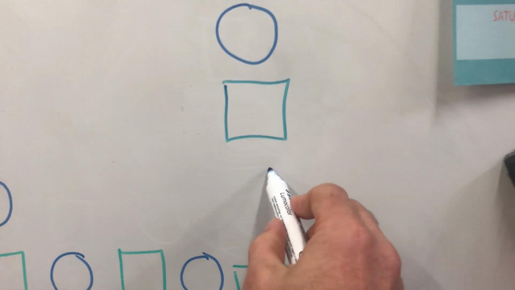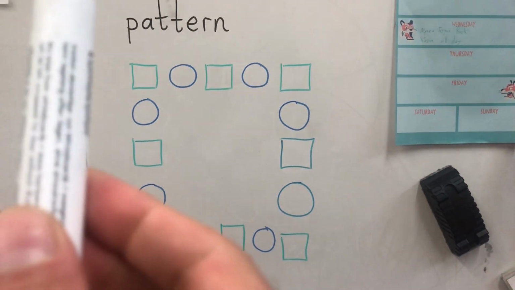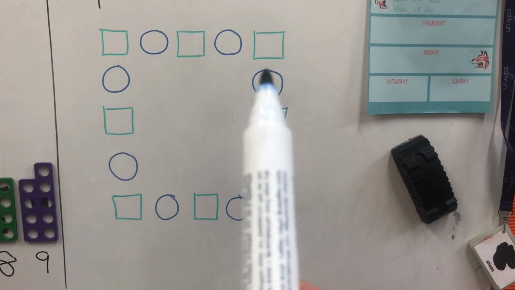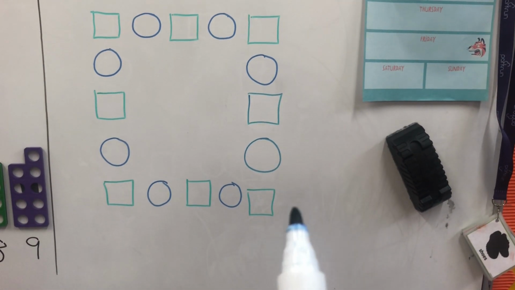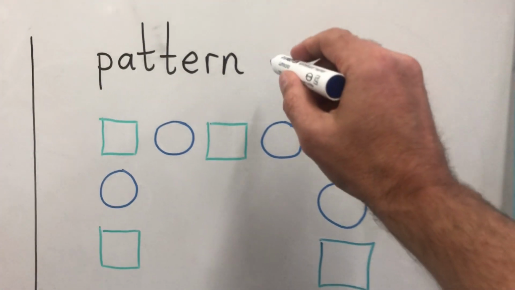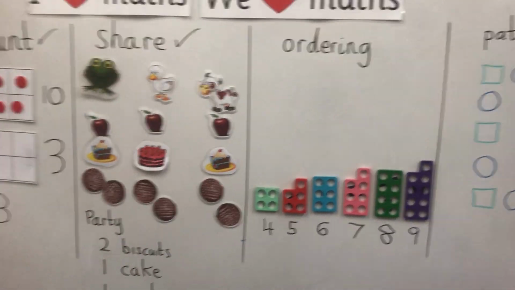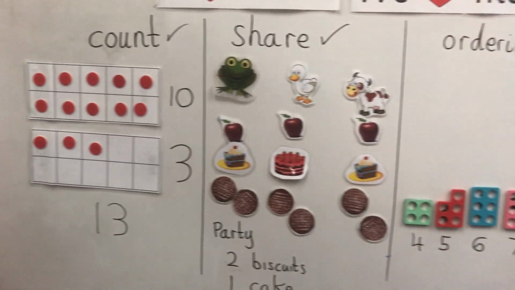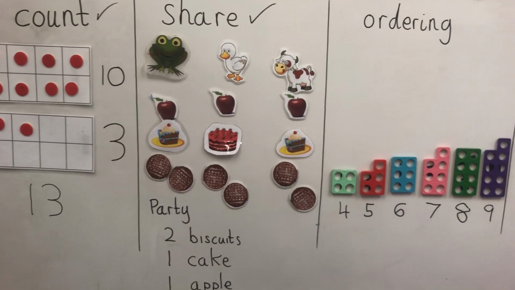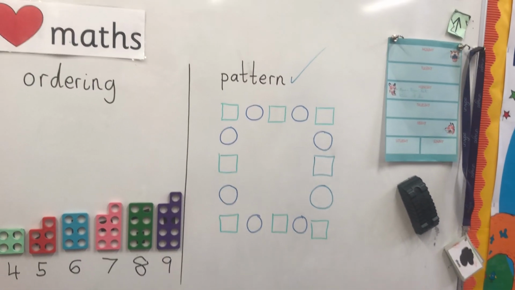Let's see. There we go. So, where are we at there? Green square, blue circle, green square, blue circle, green square, blue circle, green square, blue circle, green square, blue circle. Yes, that's better. We fixed it. Pattern sorted. Fantastic, everybody. So we've done our counting to 13. We've done our sharing or finding out how many things we need to have a party. We've ordered numbers that don't start with 1, and we fixed the pattern.